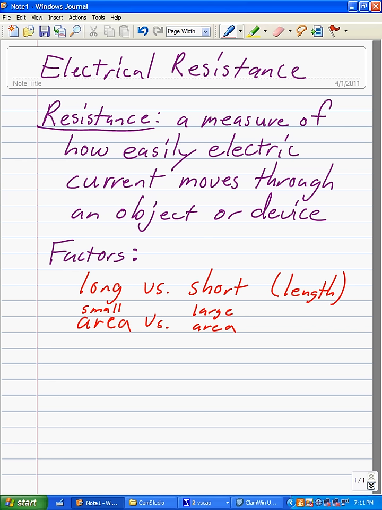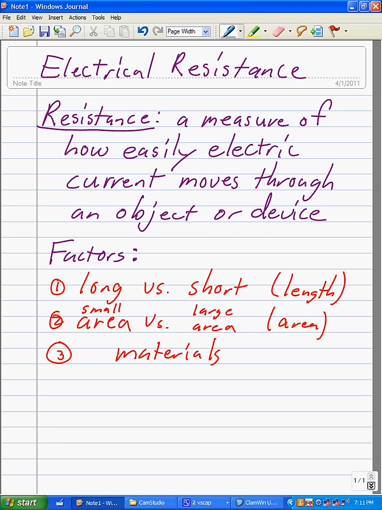And one of the other big things that we look at is the materials. Different materials can have an impact in different ways on the electrical resistance. We'll talk a lot about that when we get to conductors and insulators, and what makes something a conductor of electricity and what makes something what's called an insulator of electricity.